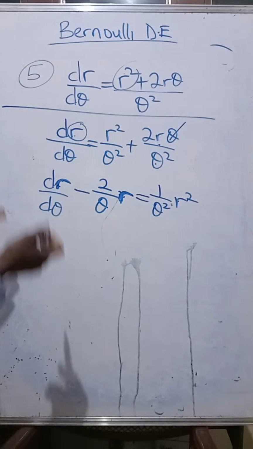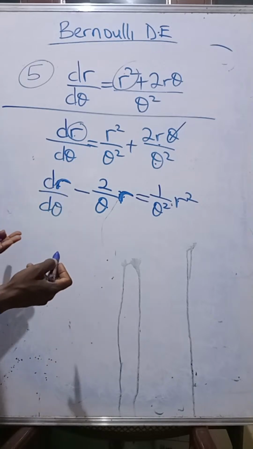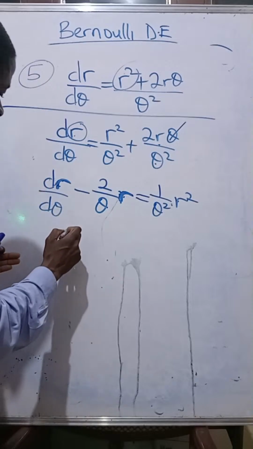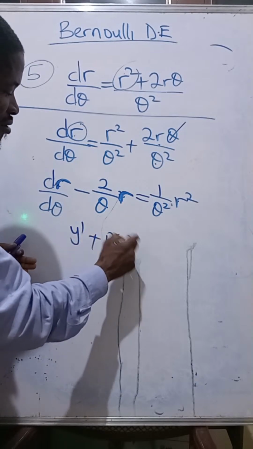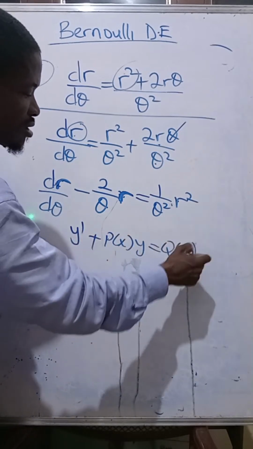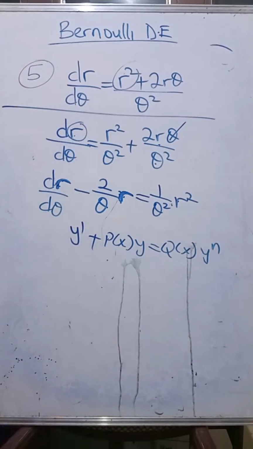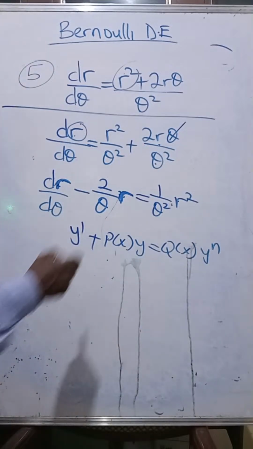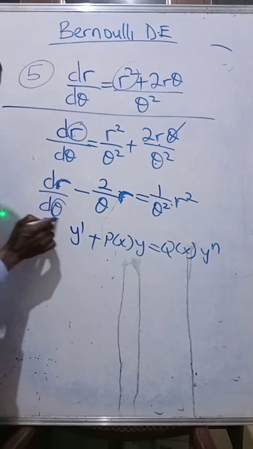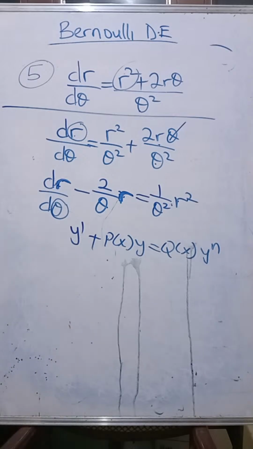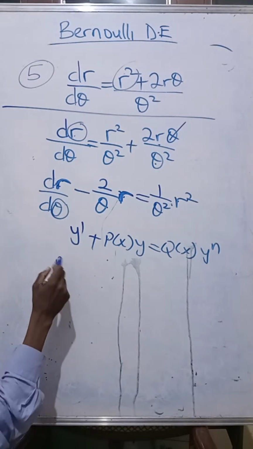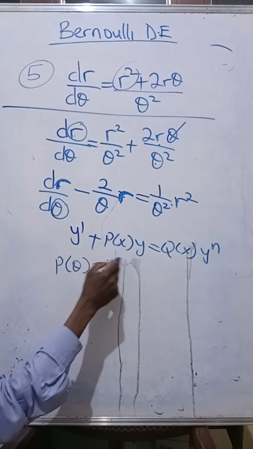So you can now see this conforms to the standard form of the Bernoulli differential equation, which is dy/dx plus P of x times y equal to Q of x times y to power n. So the next thing to do is look at your function with respect to theta. So it's going to be P of theta equal to minus 2 over theta.